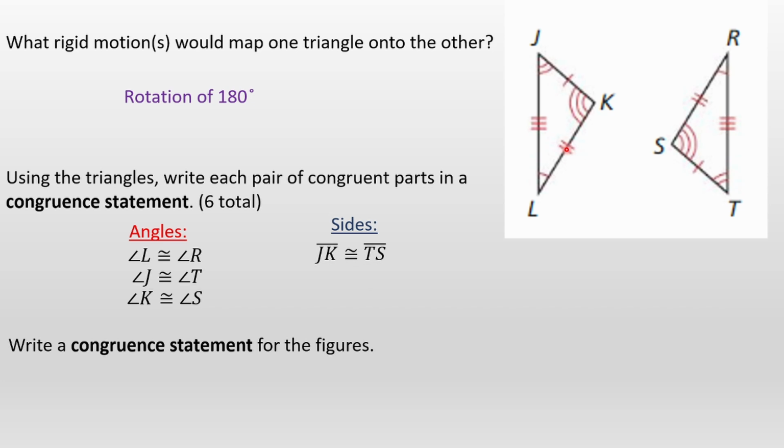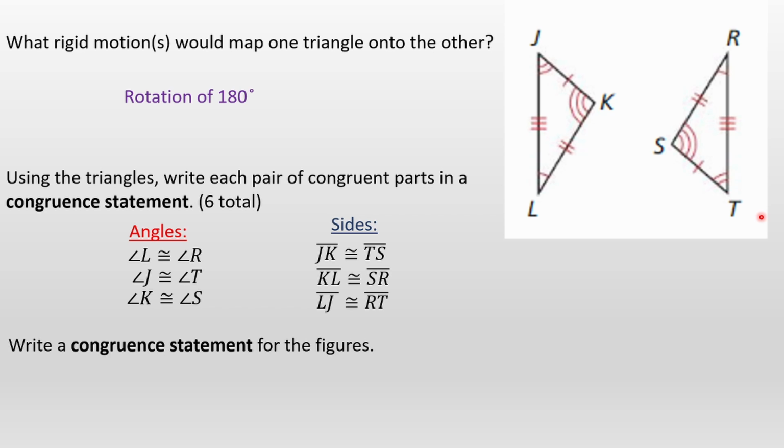Where I see two of these dashes is on LK and RS. So I could say that side KL or LK, that would be the same segment, is congruent to side SR or segment SR. And then finally, where I see the three dashes is on this JL and this RT here. Again, I can say that JL or LJ is congruent to segment RT or segment TR at that point.